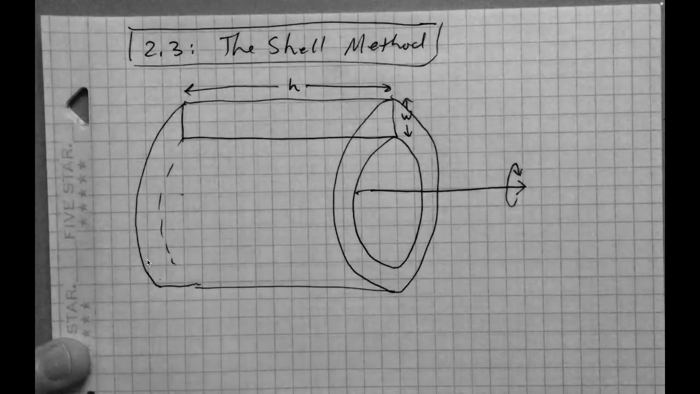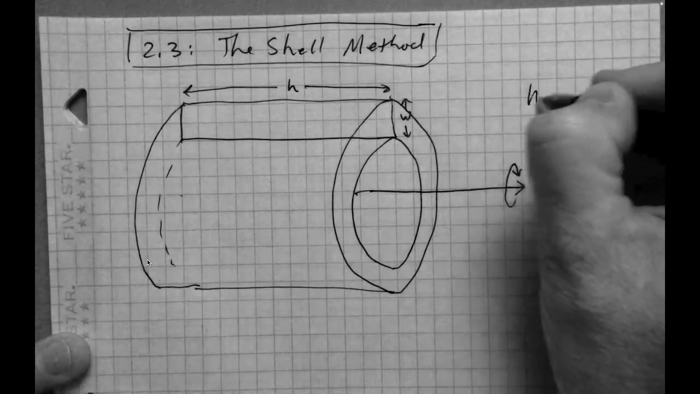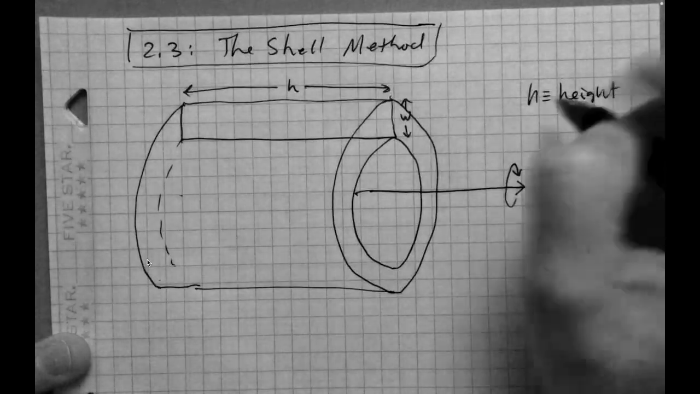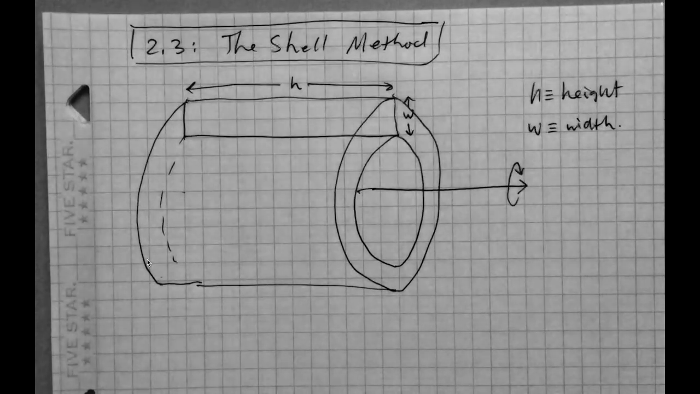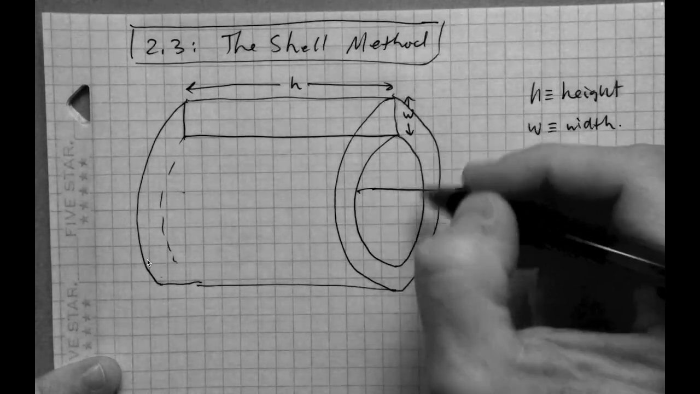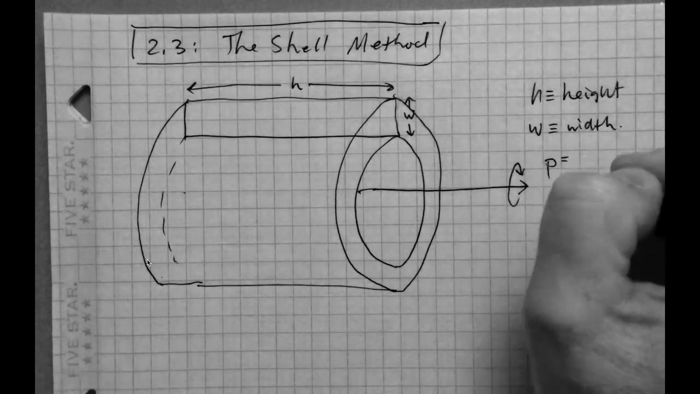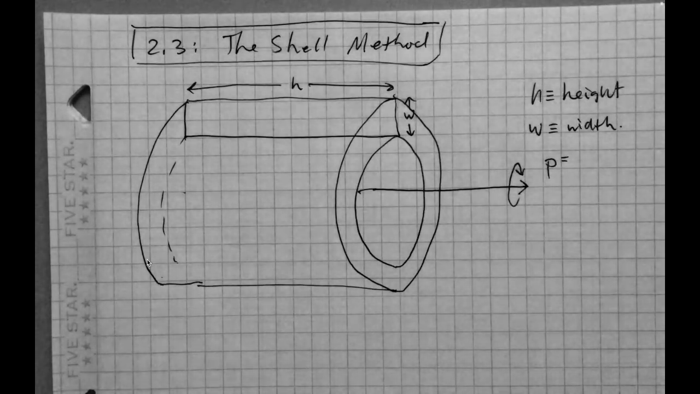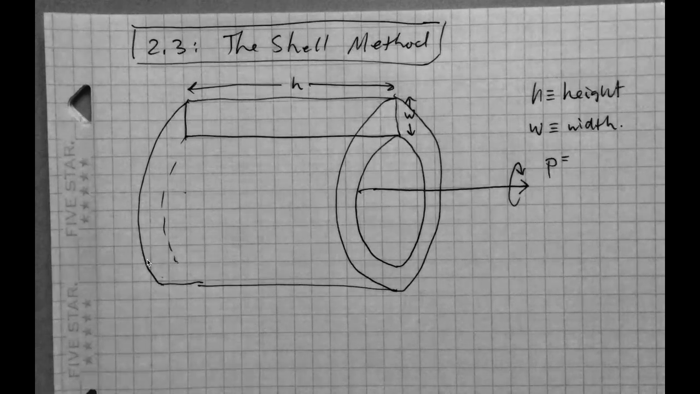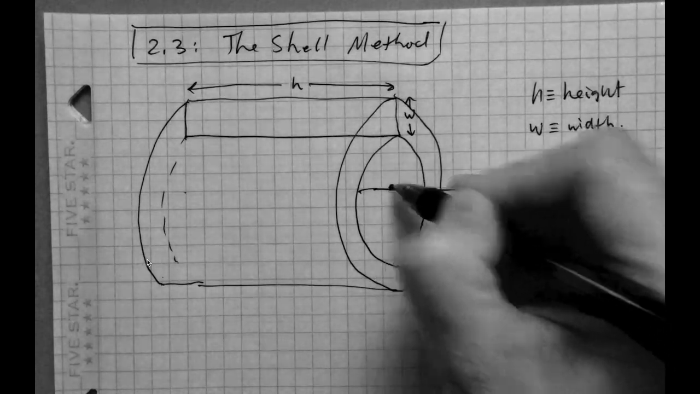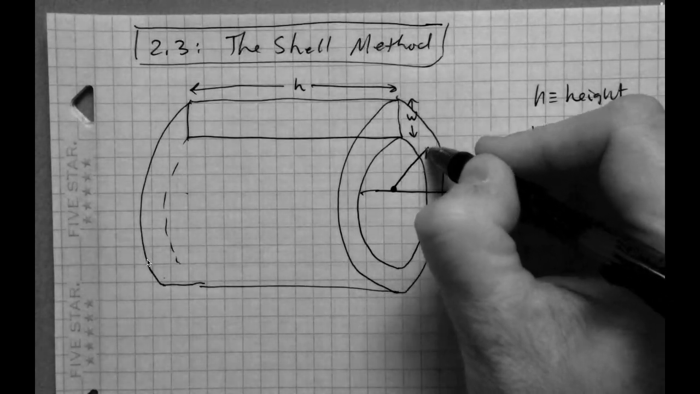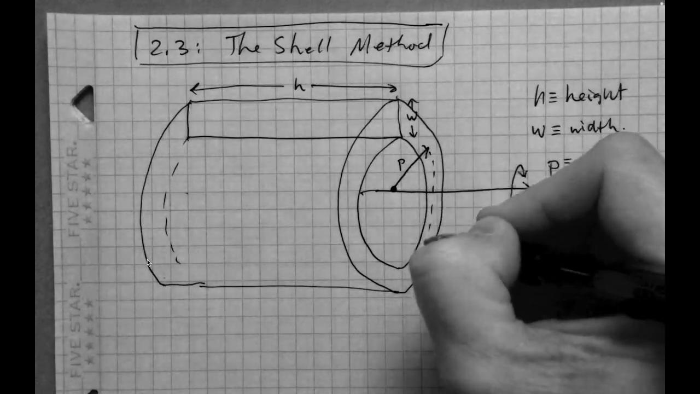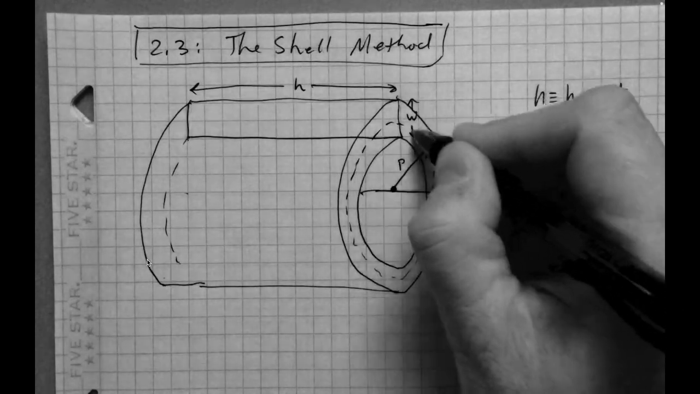Keep in mind, so far we've got h is the height, w is the width, and we want to introduce another quantity, and that's going to be p. Now p is going to be the distance between the axis and the center of the rectangle. So if this is the center of the face here, then p is going to be the distance up to the center of the shell.